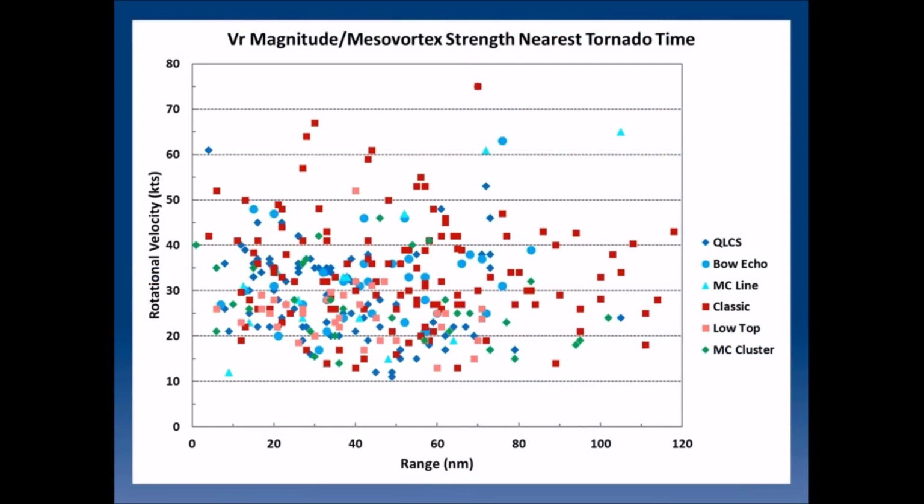So I took all the V sub R magnitudes at the nearest tornado time and put together a scatter plot by range. And what you see here is a huge range, from just over 10 knots all the way up to this one that's at 75 knots. But there appears to be a clustering between 20 and 40 knots where a majority of the cases show up. And again, I think the key thing here is there's quite a range between 20 and 40 knots where all these cases fall for the unwarned events.